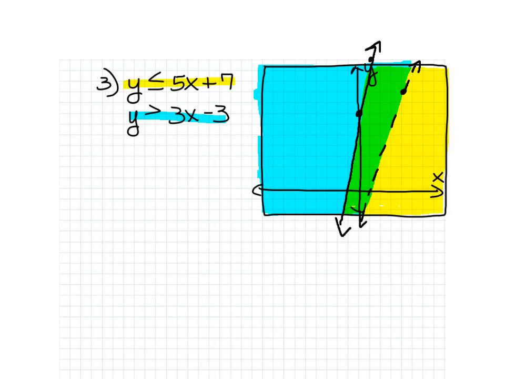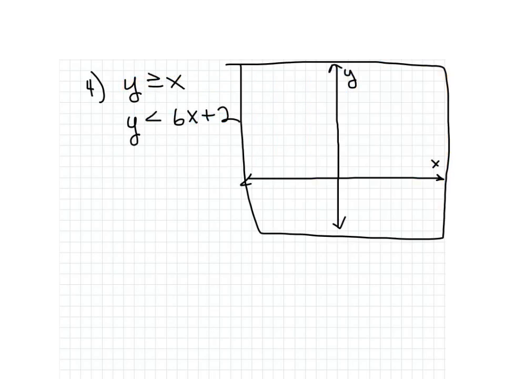Okay, so I've gone ahead and shaded each of the half planes for these inequalities, and the solution to the system again is the bright green where the two solutions intersect. Number 4. Okay, number 4. I'll do this one with you.